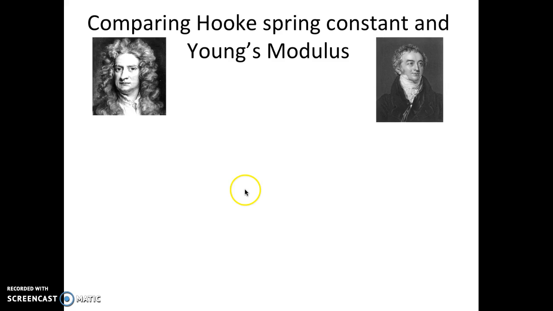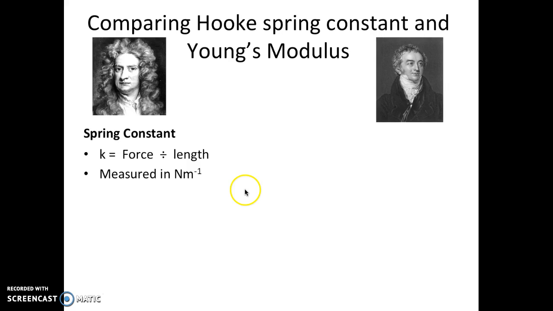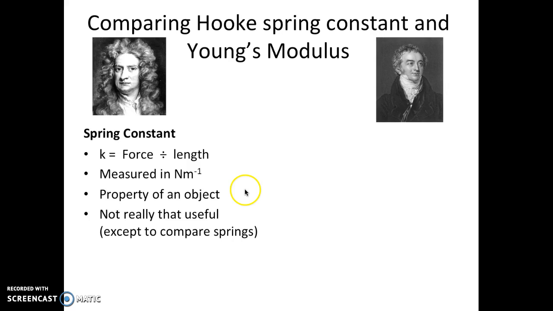I just want to finish by comparing Hooke's spring constant and Young's modulus. We've got Hooke and spring here. Now, Hooke's spring constant is k, and it's equal to force divided by length. It's measured in newtons per metre, and it is a property of an object, so it doesn't tell us anything about the effect of cross-sectional area and length, and it really is object-specific, making it not really that useful.